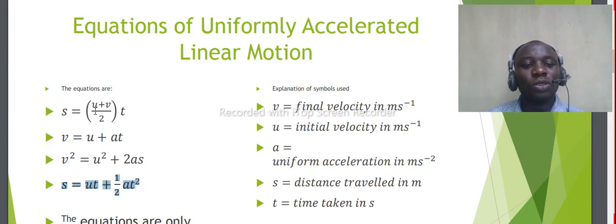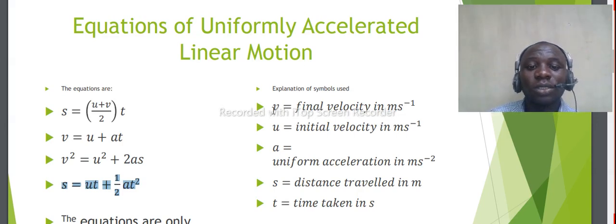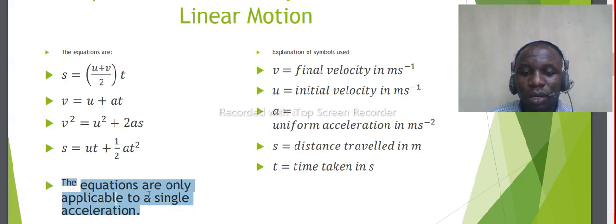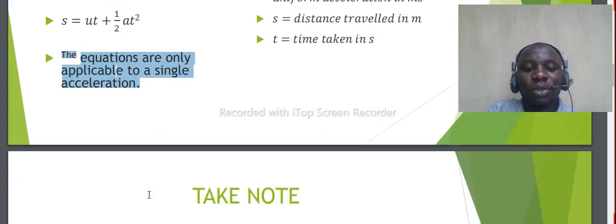So from those four equations, we have 5 letters. So those 5 letters, what do they represent? V there represents the final velocity in meters per second. U represents the initial velocity in meters per second. A is the uniform acceleration itself, which is in meters per second squared. S is distance traveled in meters. Then t is time taken in seconds. So the equations are applicable to a uniform acceleration. So let's look at some examples now.